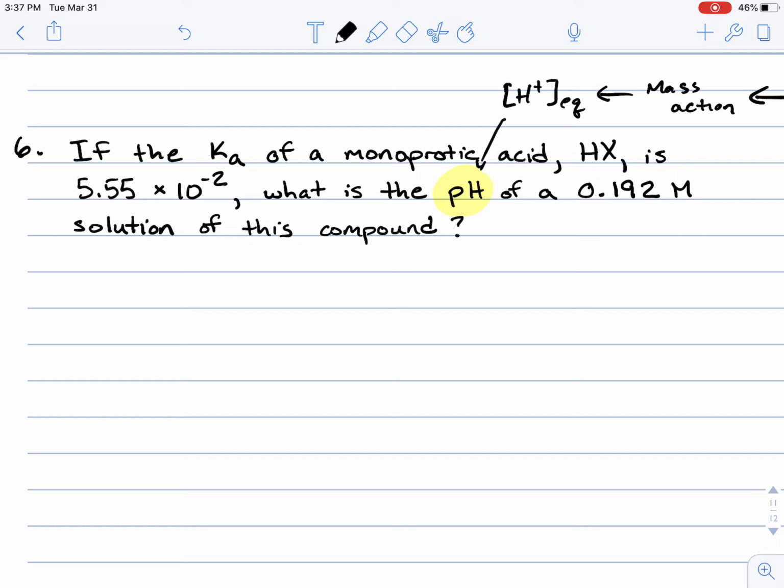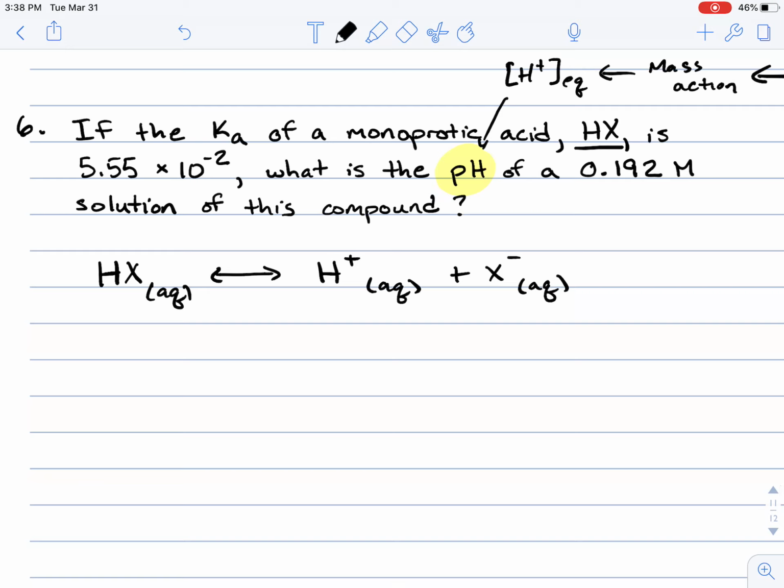All right, and so the first step is to develop our chemical equation. Since this is a monoprotic acid, that's HX. We're going to go ahead and take HX, put it in water, and some fraction of this is going to ionize to H plus and X minus. So that's the conjugate base. And so to determine the pH, we need to develop our ICE table. So I, C, and E.